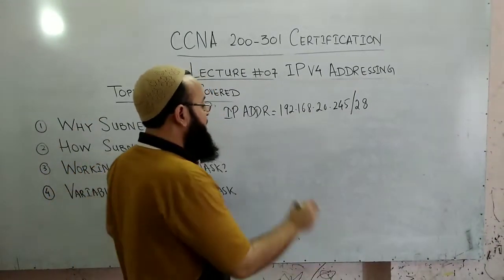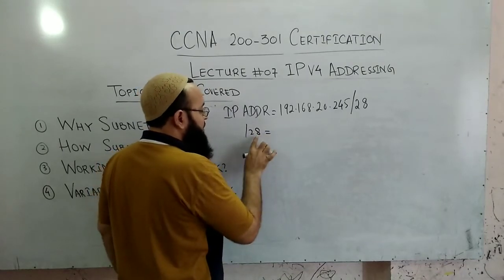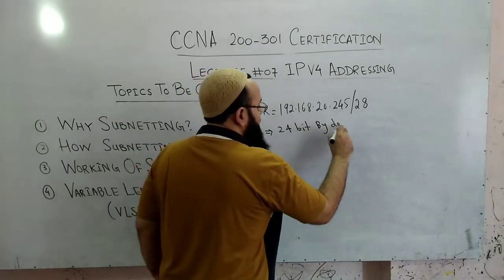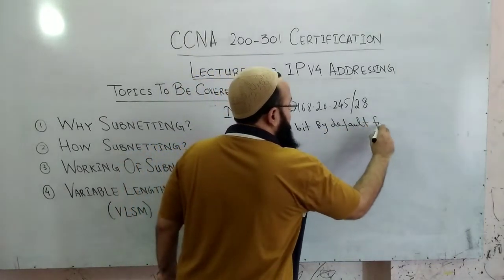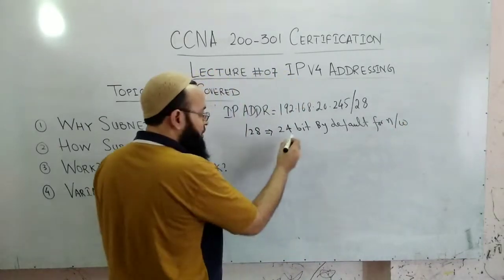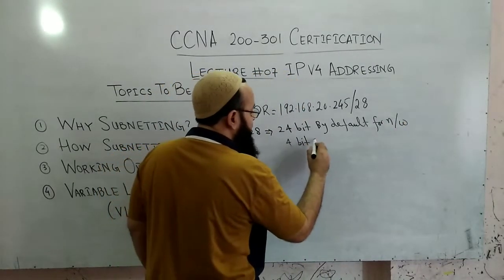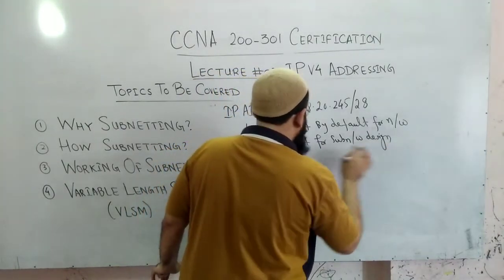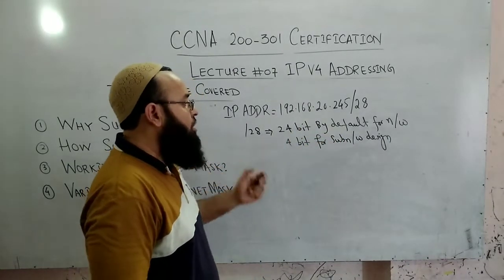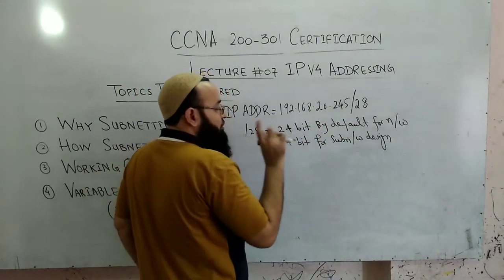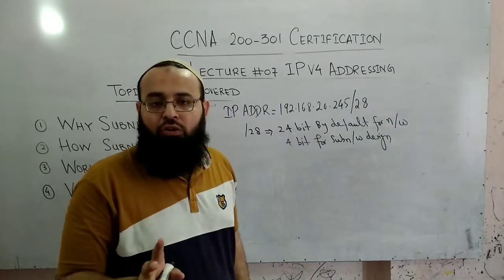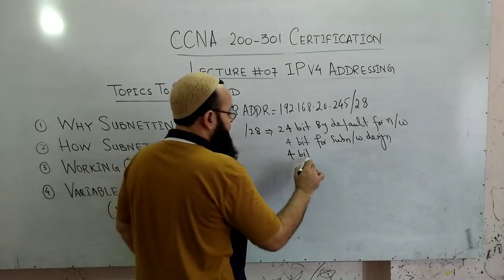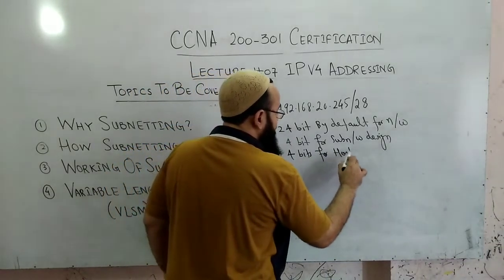So /28 will now be translated as 24 bits by default for network and 4 bits for subnetting or subnetwork design. These 4 bits are basically extracted from the host portion. Now the total IP address is of 32 bits. So 24 and 4 is 28. Now you will be left with 4 bits only for the host portion.